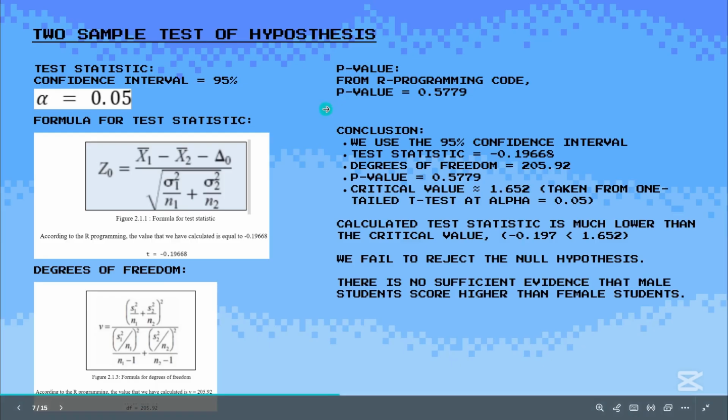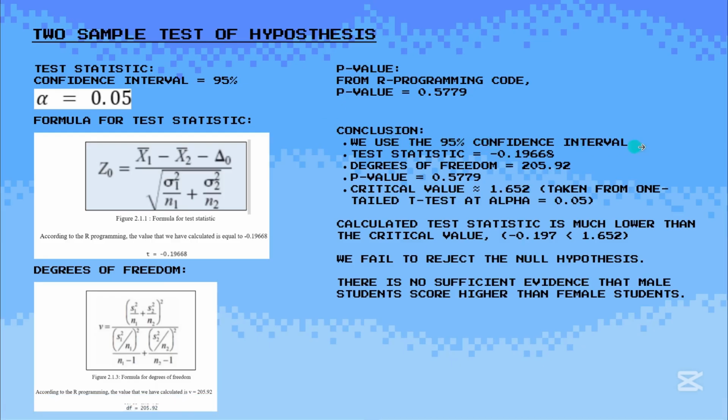So in conclusion, we have used the 95% confidence interval. The test statistic is negative 0.19668. The degrees of freedom is 205.92. The p-value is 0.5779, and the critical value is around 1.652, which is taken from a one-tailed t-test at alpha equals 0.05. So the calculated test statistic is much lower than the critical value, which is here.